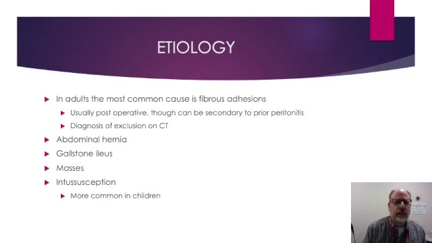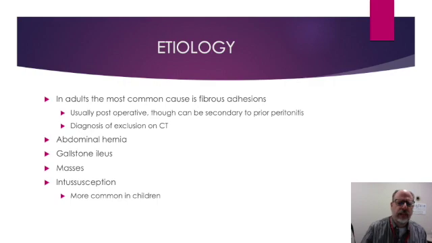In adults, the most common cause is fibrous adhesions. This is typically due to prior surgery, though it can be secondary to prior infections or peritonitis. It's a diagnosis of exclusion on CT scan. We usually do not appreciate the adhesions on imaging. Other less common etiologies include abdominal hernias, gallstone ileus, masses within the abdomen, and intussusception.